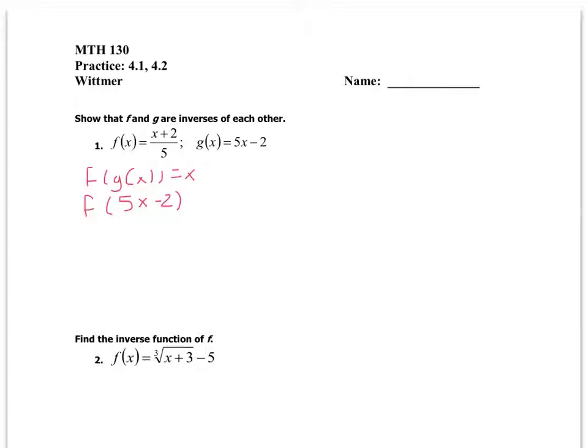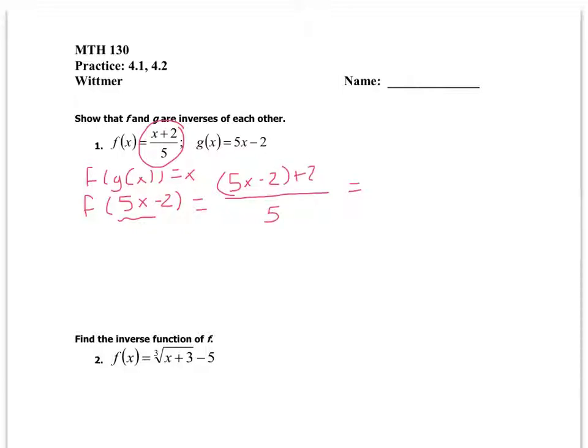That means I want to go to the function f and change all of the x's to the quantity 5x minus 2. When I look at f of x, I see x plus 2 divided by 5. So that would be what plus 2 divided by 5? So if we insert g of x, we get 5x minus 2 plus 2 divided by 5.